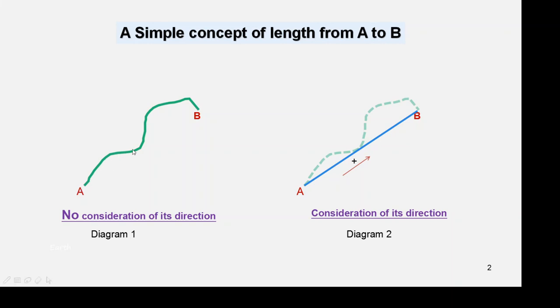If we do not want to consider the directions from A to B, use the ruler to measure the path from A to B. If we consider the direction from A to B, it means that it is a straight line from point A to point B. Diagram 1 is called scalar. Diagram 2 is called vectors.